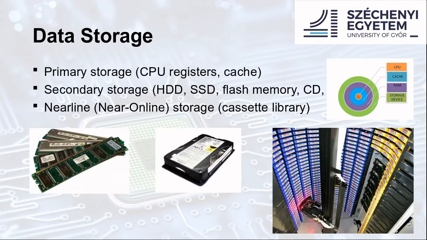Let's see the storage types. The first one is primary storage. This type is the fastest among each other. Processor registers and cache memory belongs to primary storage. The second type is secondary storage. This type is slower than the primary one, however, still fast enough. Mainly, hard disk drive, solid-state drive, flash memory, and optical memory belong to this category.